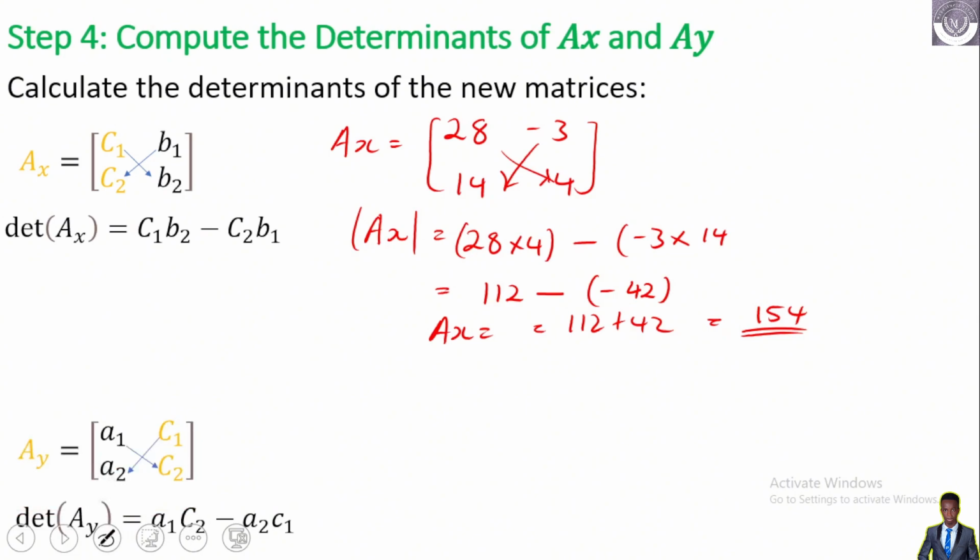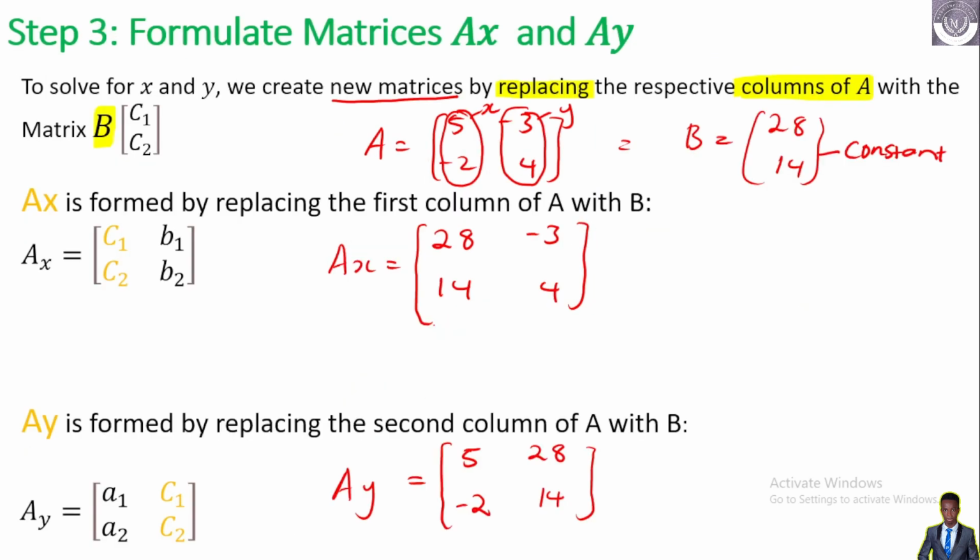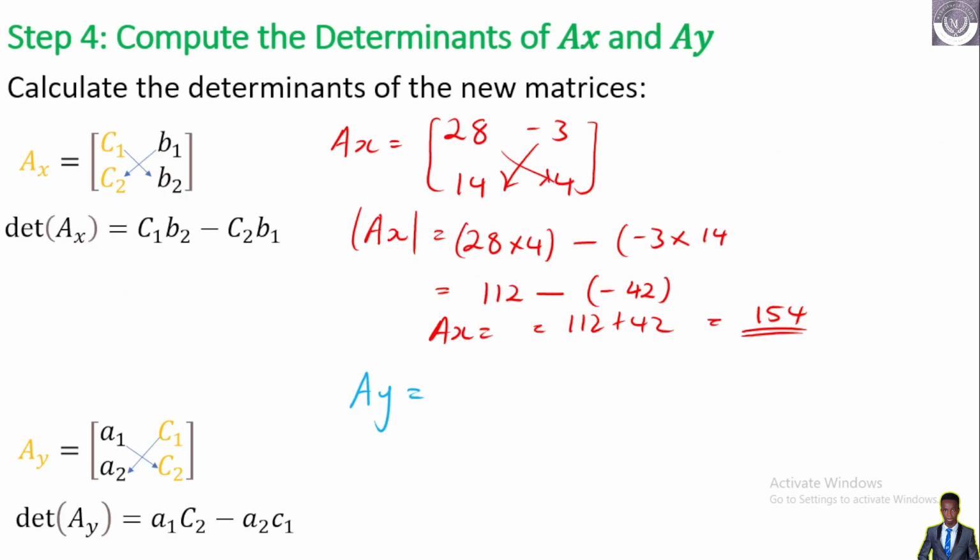matrix. So let's go again for AY. Let me use another color. So remember, AY is now from the previous, after we have formed the new matrix. So what is the matrix now for AY? It is 5, minus 2, and then we have 28, then we have 14. So again we find the determinant. The AY determinant is going to be 5 by 14 minus, into minus 28, this is 28 times minus 2.